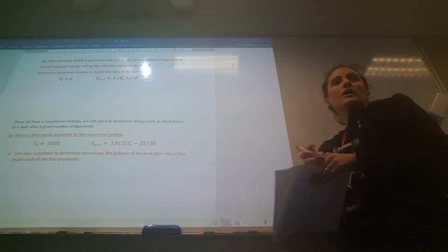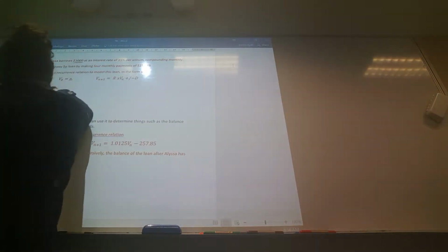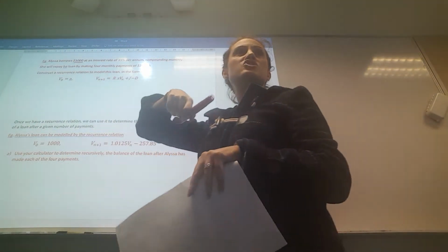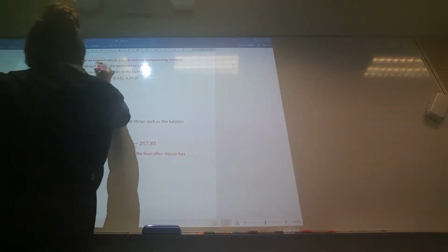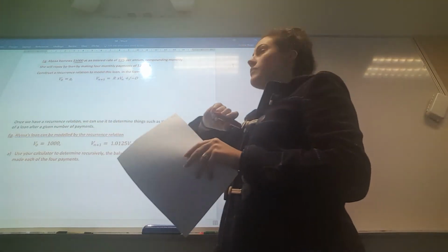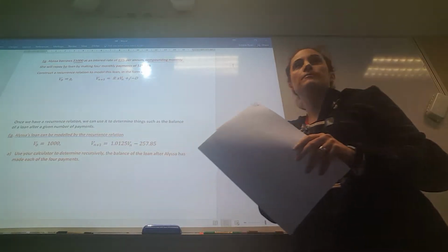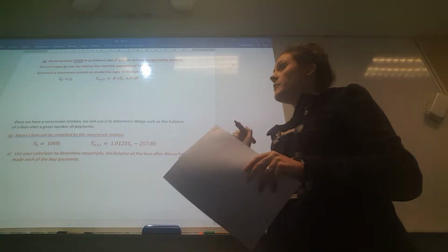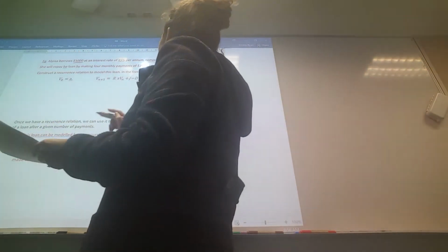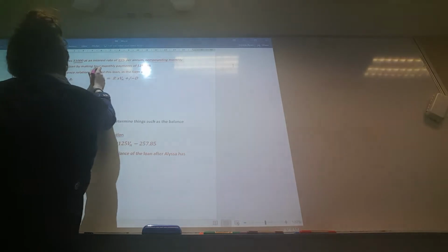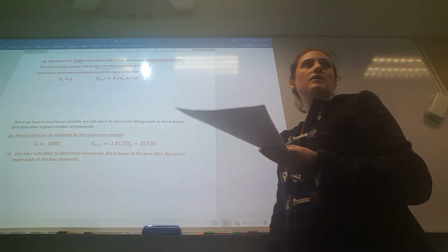So, a couple of important things. We're told how much she borrows, so she borrows $1,000. We're told that it's at an interest rate of 15%. We're also told that it compounds monthly. The other bit of information, which we haven't worked with at the same time, is we are told that she makes 4 payments and how much those payments are.